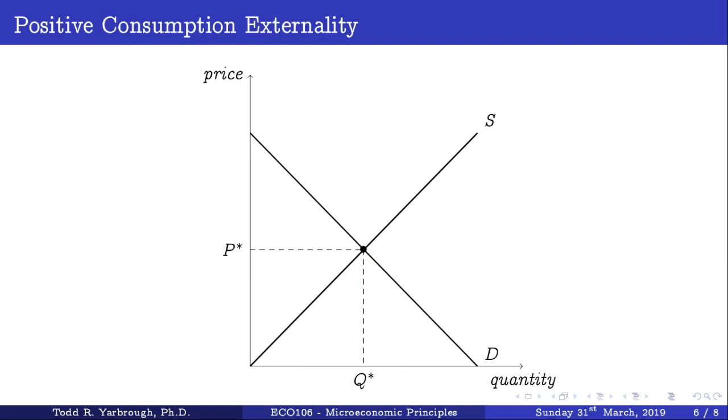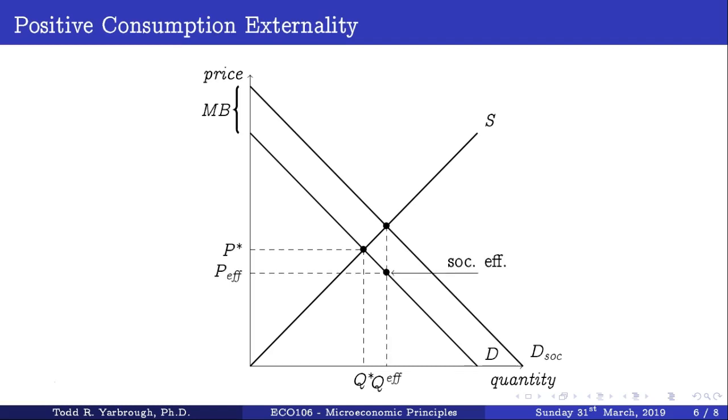Finally, a positive consumption externality can be shown by outwardly shifting the demand curve to the social demand curve by the amount of marginal benefit. This creates the socially efficient point, which again shows that the socially efficient quantity is greater than the private market quantity, and the socially efficient price is less than the private market price. Again, under the positive consumption externality, the private market produces deadweight loss, whereas the socially efficient outcome produces no deadweight loss.